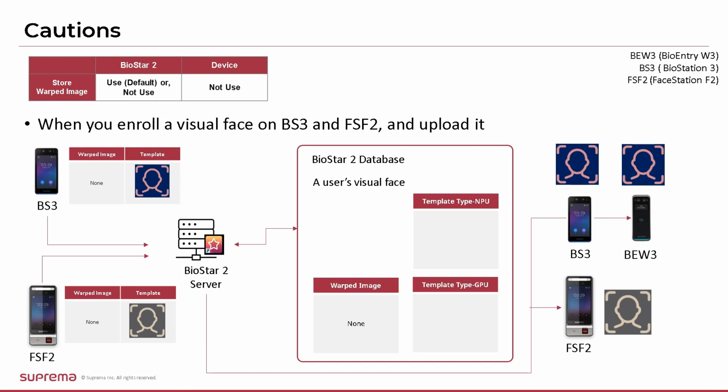What about the following case? With the option to not save user images on the device activated, perform user registration directly on the BS3 and F2 devices. Then import the user information stored on the device to BioStar 2. In this case, BioStar 2 has NPU type and GPU type face templates, so user transfer to other BioStation 3, BioEntry W3, FSF2 connected to the BioStar 2 server is possible without any problem.